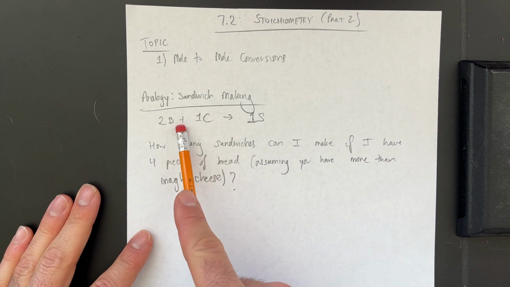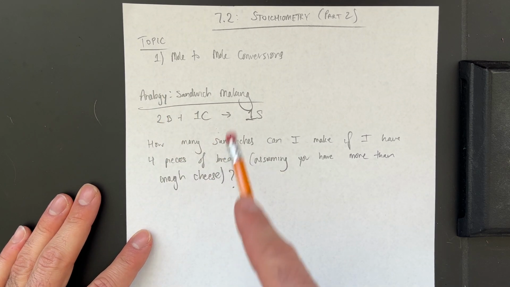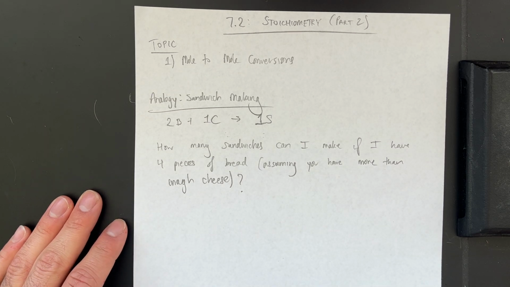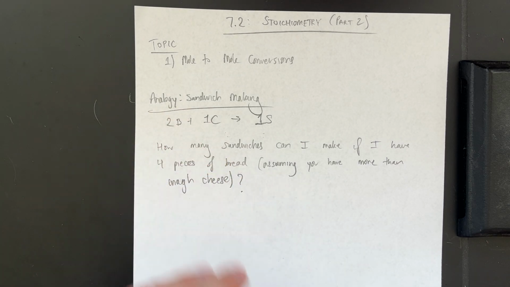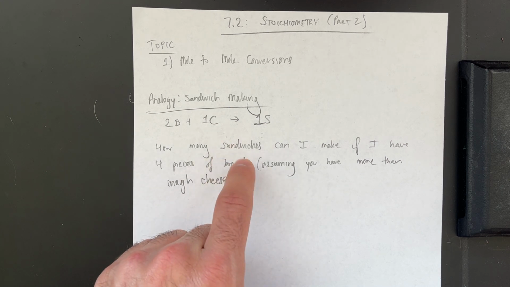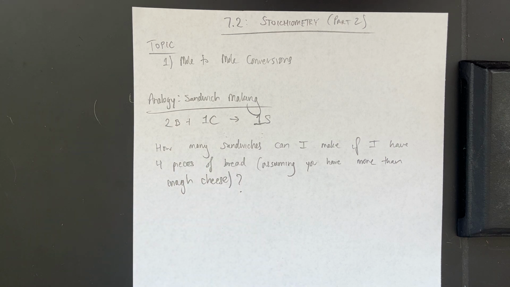And here, again, we have that same situation where two pieces of bread with one piece of cheese combine to make one sandwich. Now that I think about it, it's a pretty bland sandwich, but bland, easy to understand. And so if we're making this bland sandwich, how many sandwiches can we make if we have 4 pieces of bread? Now, some of you, as soon as I ask this, you're like, oh, 2 sandwiches, right? How do you get that?